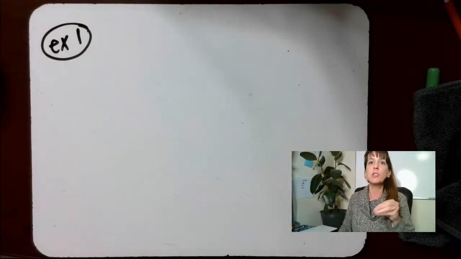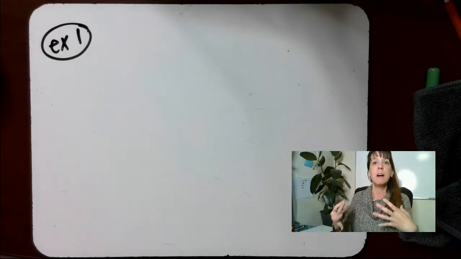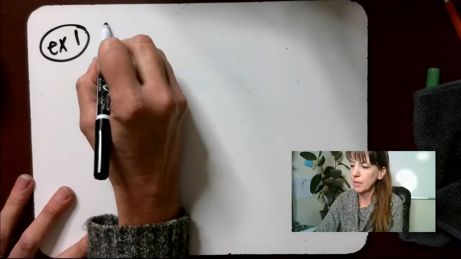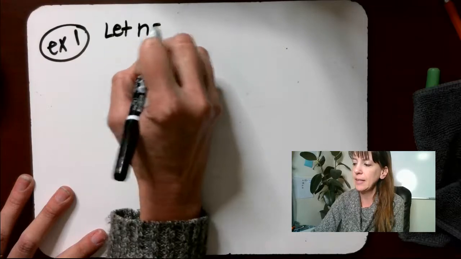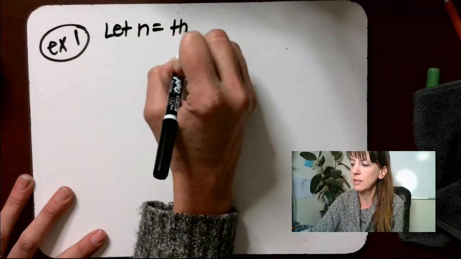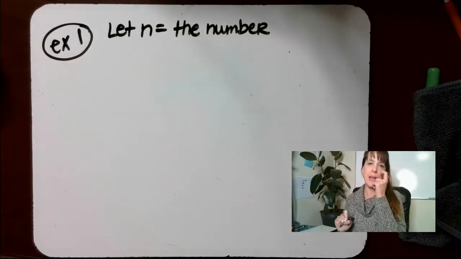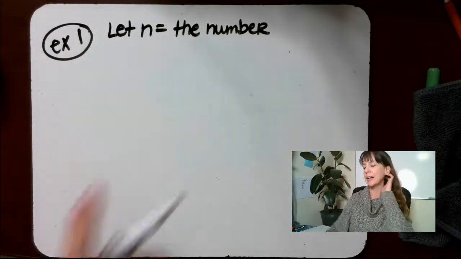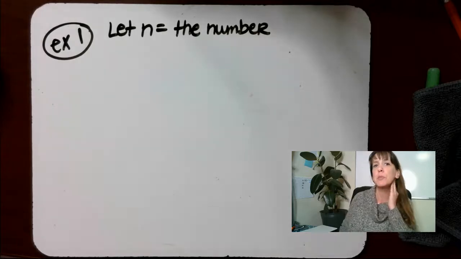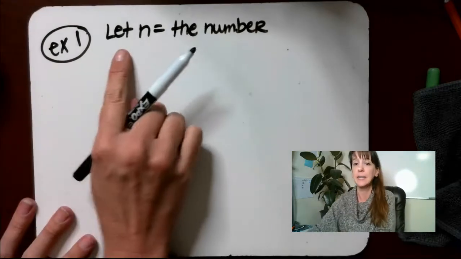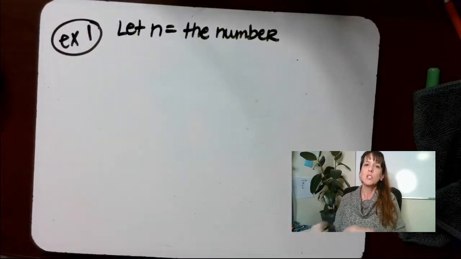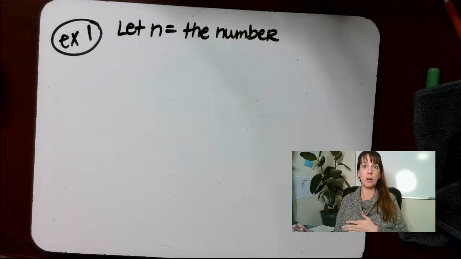Okay, first things first, what are we looking for? It says find the number. So let n equal the number. For these ones, I'm okay as long as you use an n or an x. You don't have to put down this key, but for most word problems, you really need to have a key telling me what things are. So we'll just assume n or x is the number, okay?